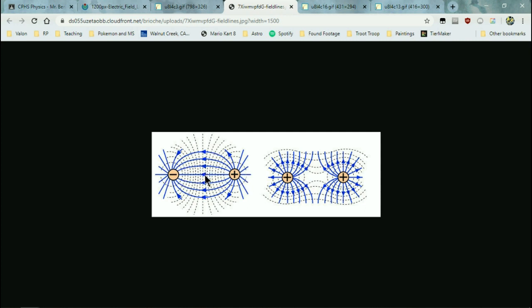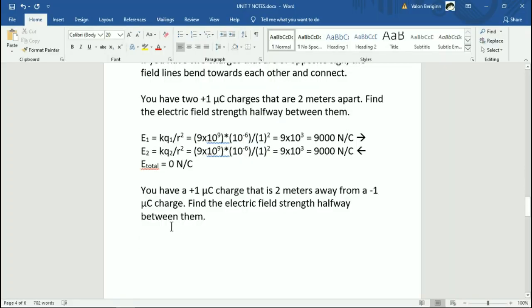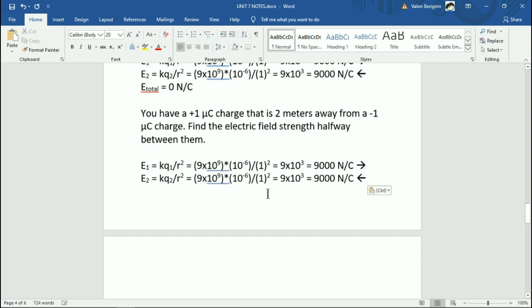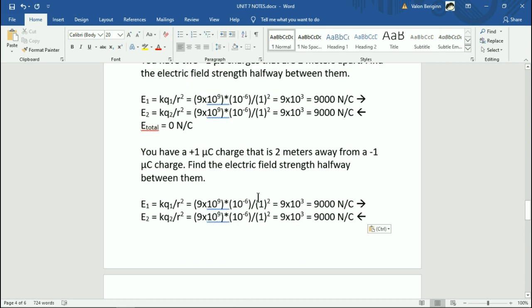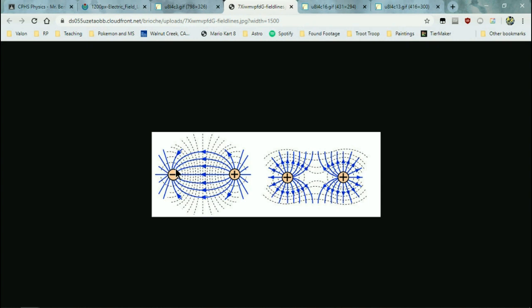Then if we're halfway in between, what do we get? Now notice the only thing I've changed is that one of these is now a negative. So the numbers are the same, right? So actually, I'm just going to copy these because you'll get the same numbers. But what's the difference? The difference is the signs. Let's say this one is E1, the one from the left.